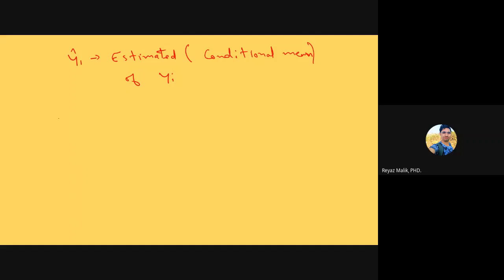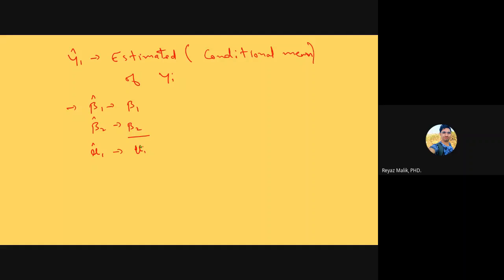The way I told you, beta 1 cap, beta 2 cap. Beta 1 cap is called the estimated beta of the actual beta. Similarly, beta 2 cap is the estimated beta of this beta 2. Third one, similarly, ui cap is the estimated one of ui. These are the interpretation of these terms. These are the estimated ones.